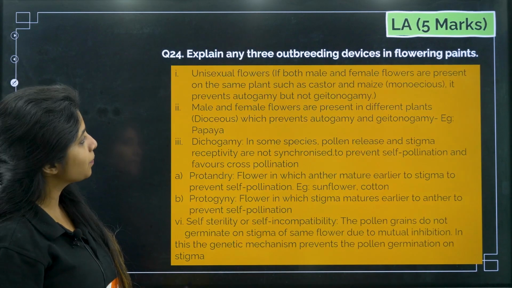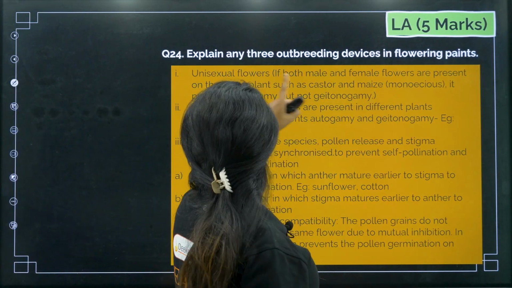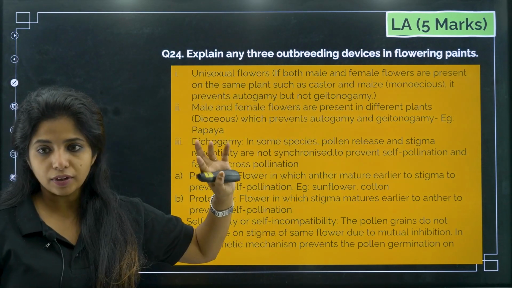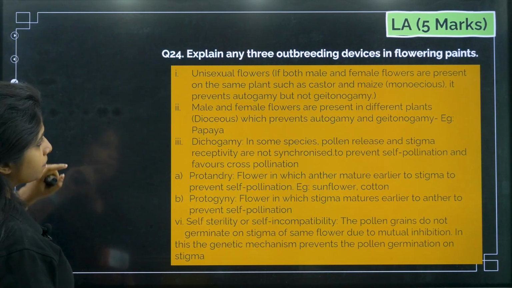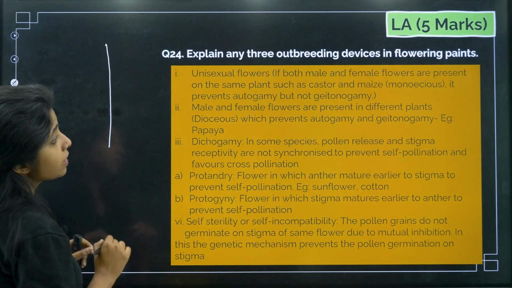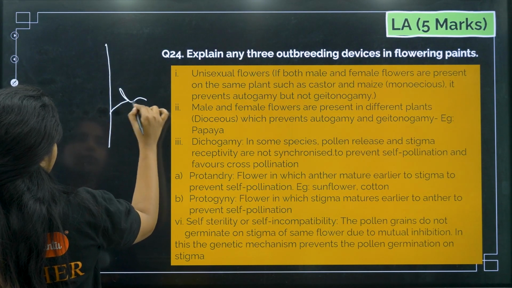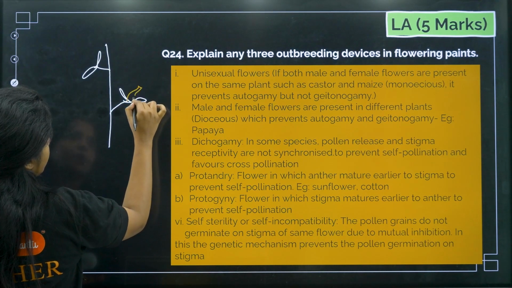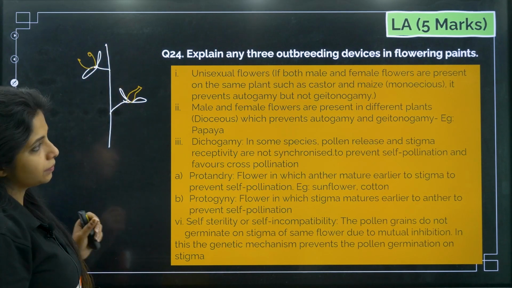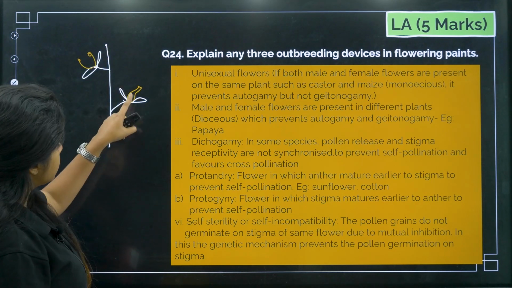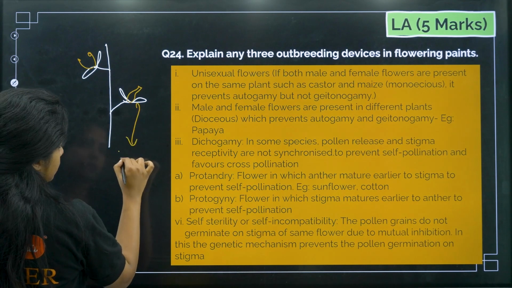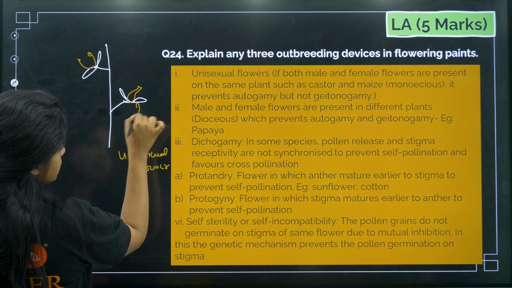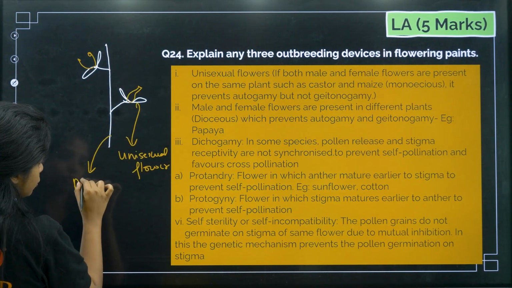Have unisexual flowers. If both male and female flowers are present on the same plant, such as castor and maize, it prevents autogamy but not geitonogamy. So there are two ways. In unisexual flowers, there can be cases where on one plant, one flower has the female part and another has the male part. Still they are unisexual flowers only, because each flower has just one sex, but this plant is monoecious.